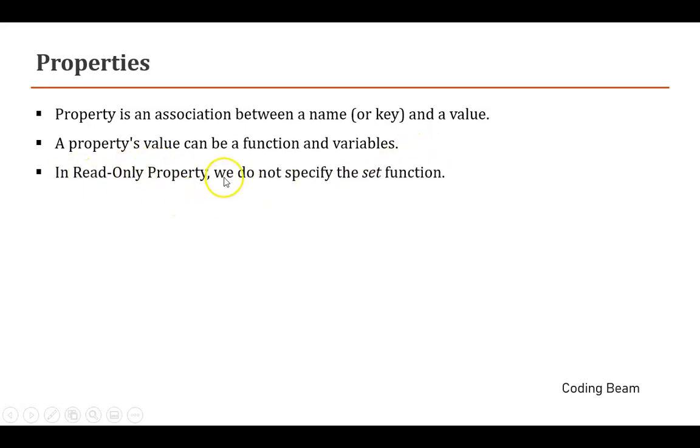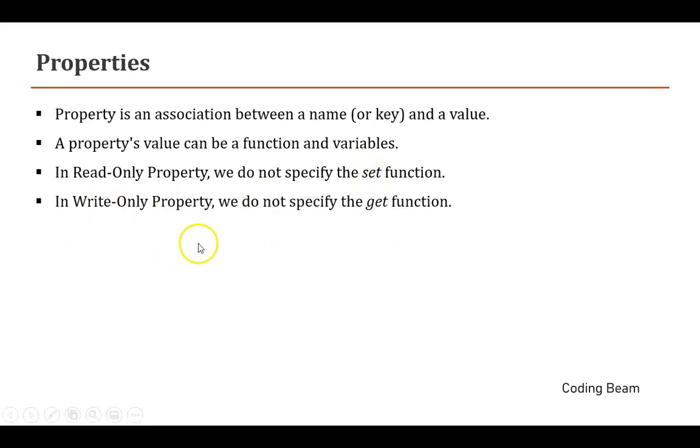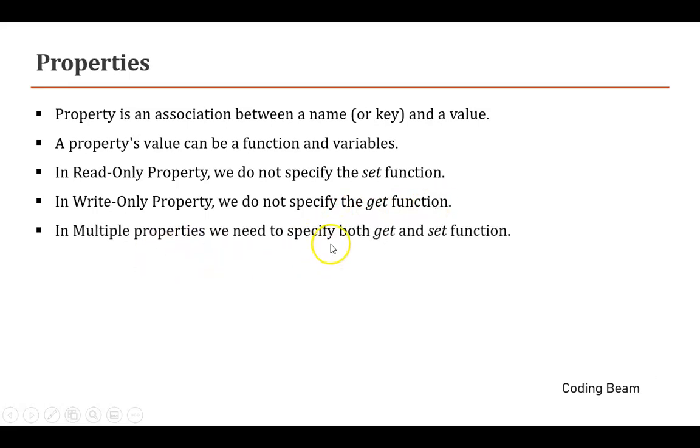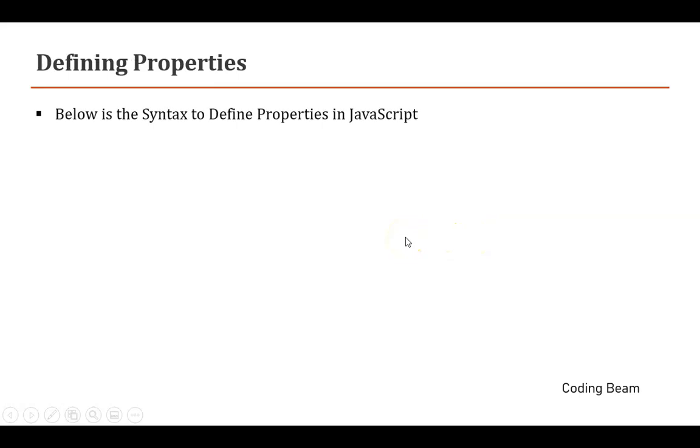In a read-only property, we do not specify the set function, because the set function is used to set a value. In a write-only property, we do not specify the get function, and in a read-write property, we need to specify both get and set functions. And how do we define properties?